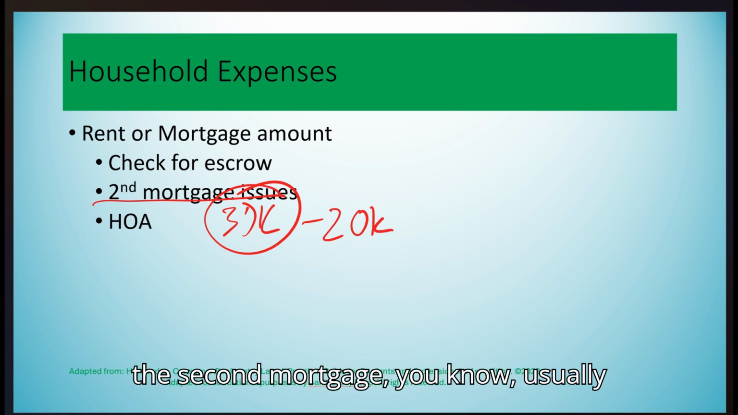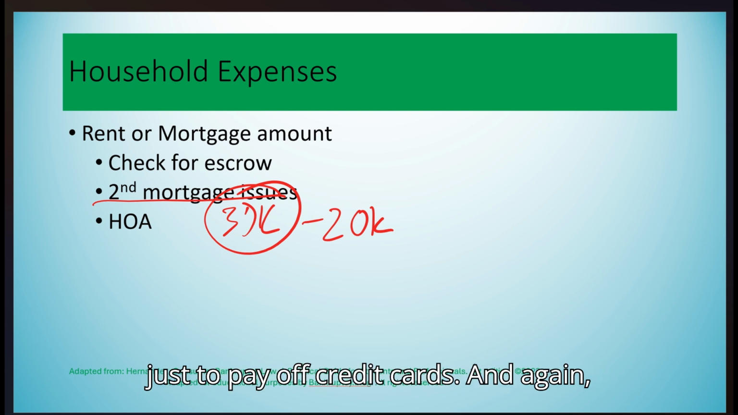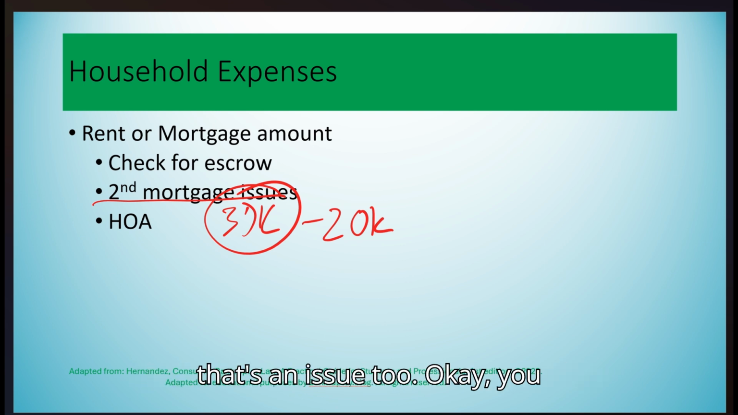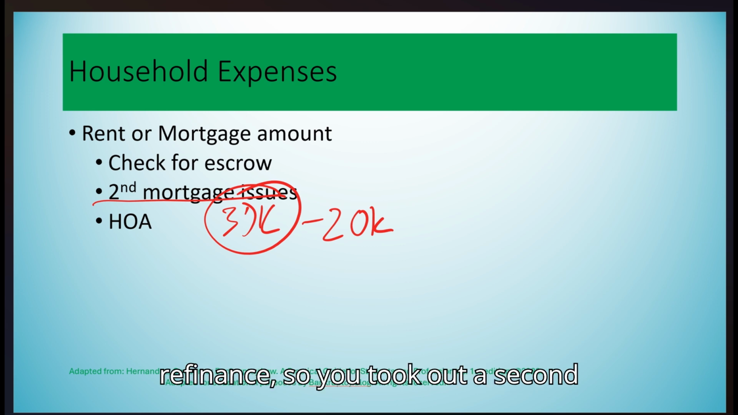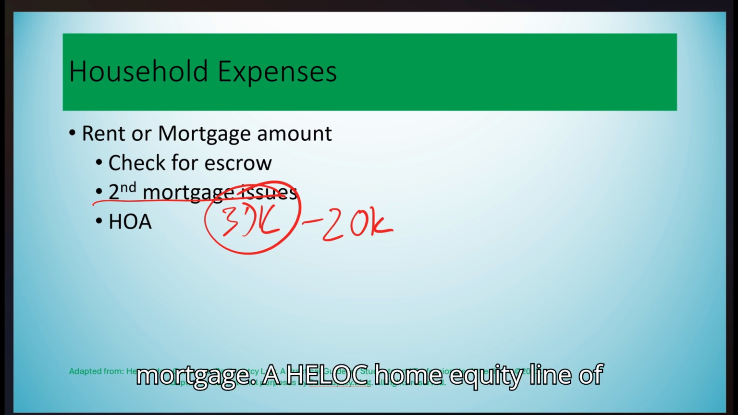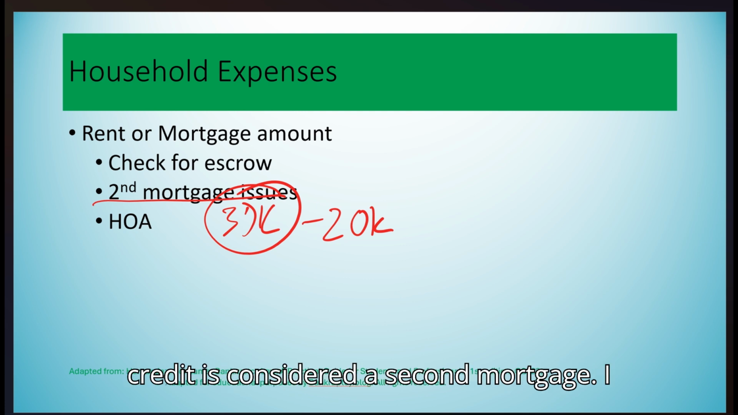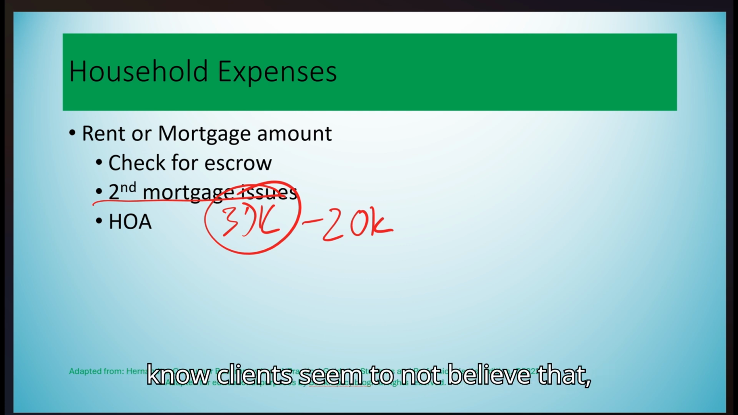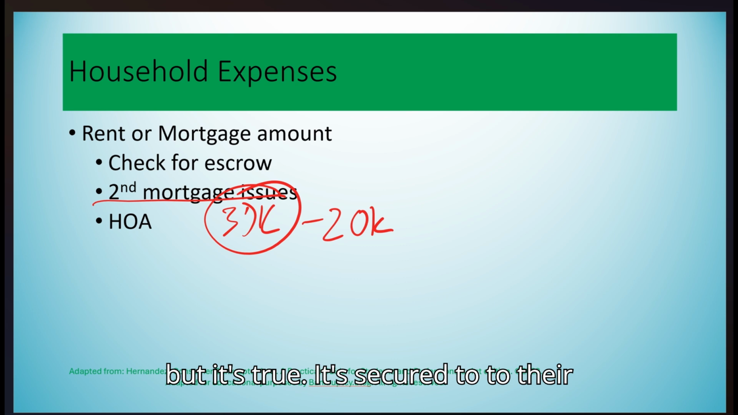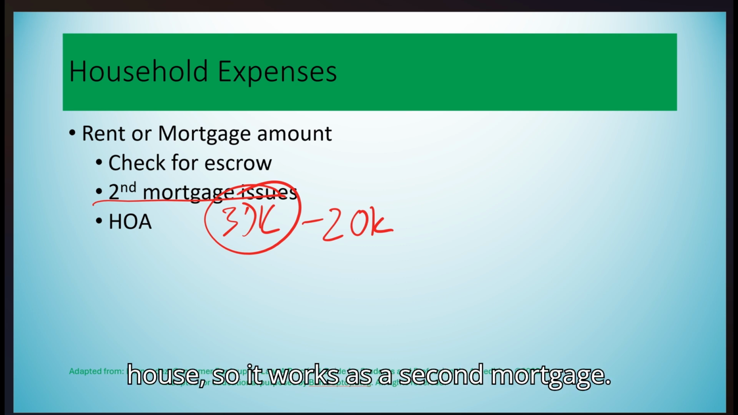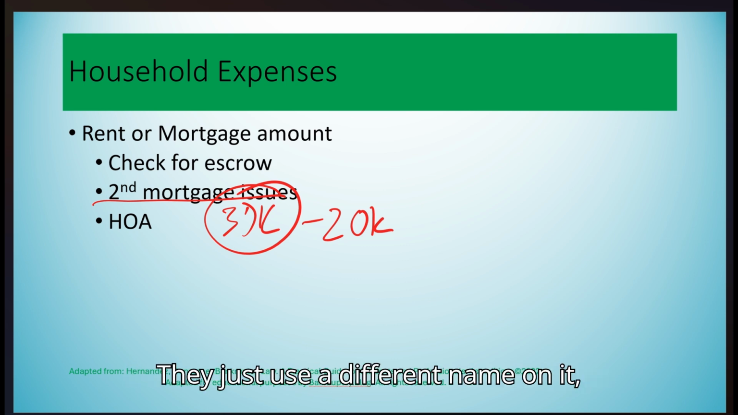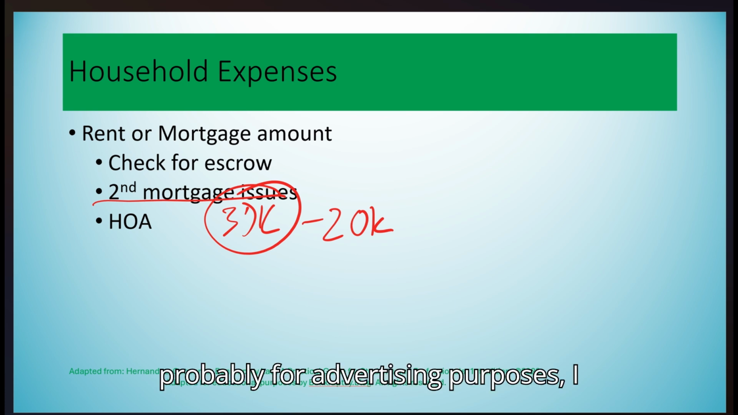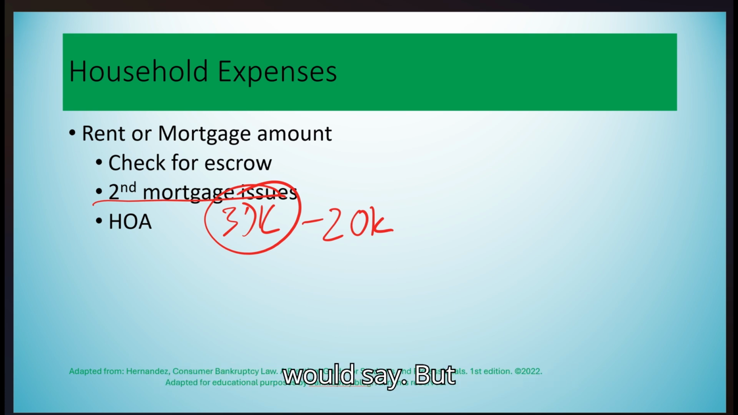Nine out of 10 times, the second mortgage is usually just to pay off credit cards. And again, that's an issue too. Okay, you refinanced, so you took out a second mortgage. A HELOC, home equity line of credit, is considered a second mortgage. Clients seem to not believe that, but it's true. It's secured to their house, so it works as a second mortgage. They just use a different name on it, probably for advertising purposes, I would say.